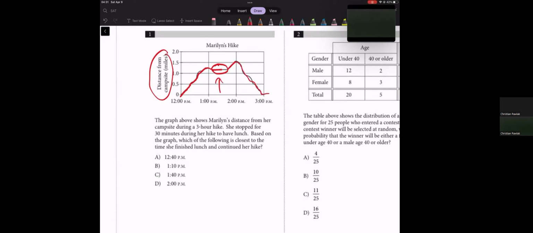So the question is, based on the graph, which of the following is the closest to the time she finished lunch and continued her hike? That would be right around here. So that's towards the later end between 1 o'clock and 2 o'clock. If I had to pick, it's not 12, it's not 1:10 because that's pretty early. It's not 2 o'clock because she was actually doing something right there. It is probably going to be 1:40. So we're going to go with that answer.